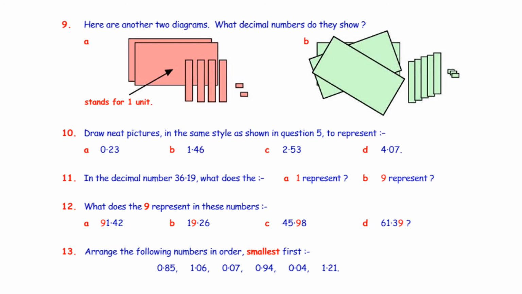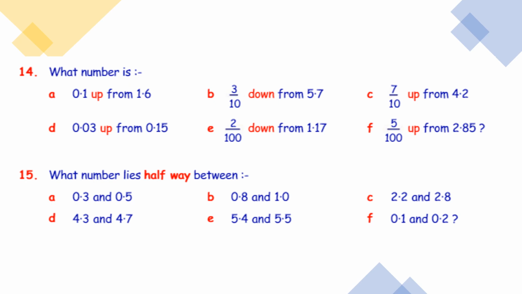13. Arrange the following numbers from smallest to biggest. Okay. And now 14 and 15 are the last ones that I expect you to do. The last one is a challenge only if you feel like it. So what is 0.1 up from 1.6? 3/10 down from 5.7. So A, it's like a takeaway sum.